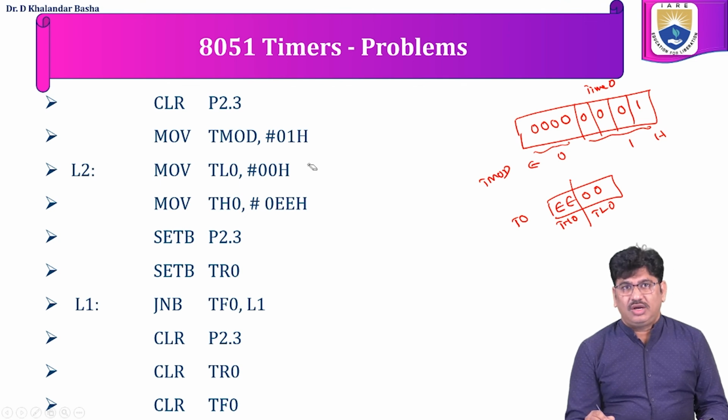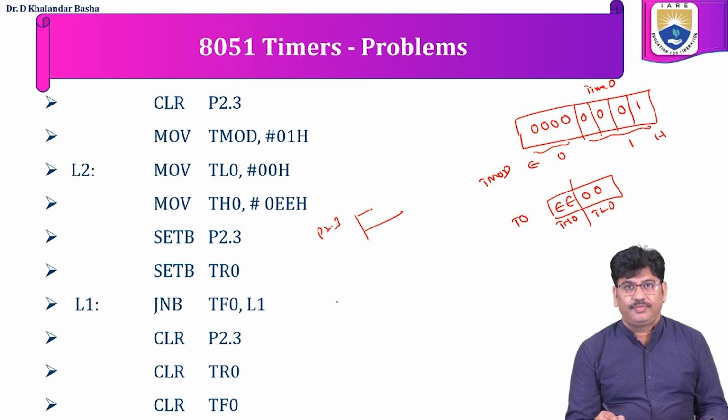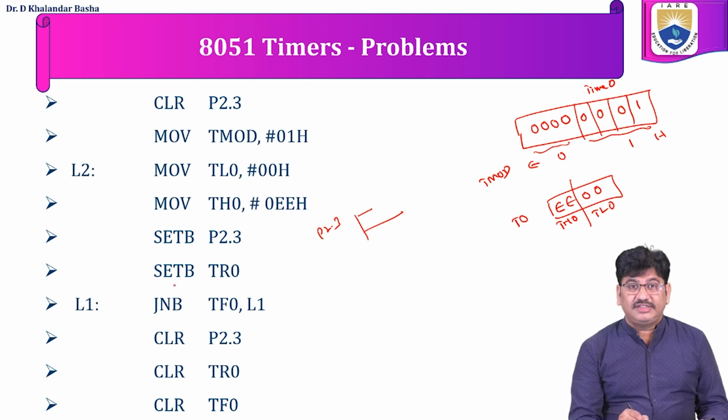Next, we want to start the timer. For that purpose, we will write SETB TR0. For making the square wave at logic 1, we will make P2.3 as 1. Next, SETB TR0. This is to start timer 0. Check for overflow. If overflow has not occurred, stay in the same instruction. Once it is done, we can come outside. Here we are clearing P2.3.